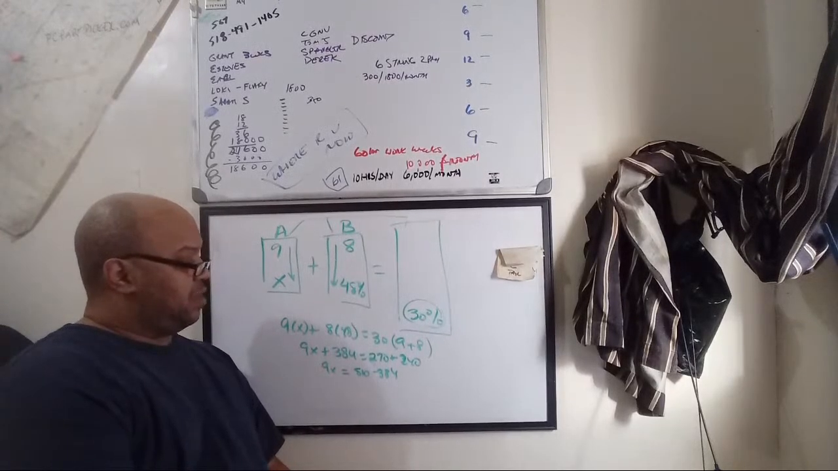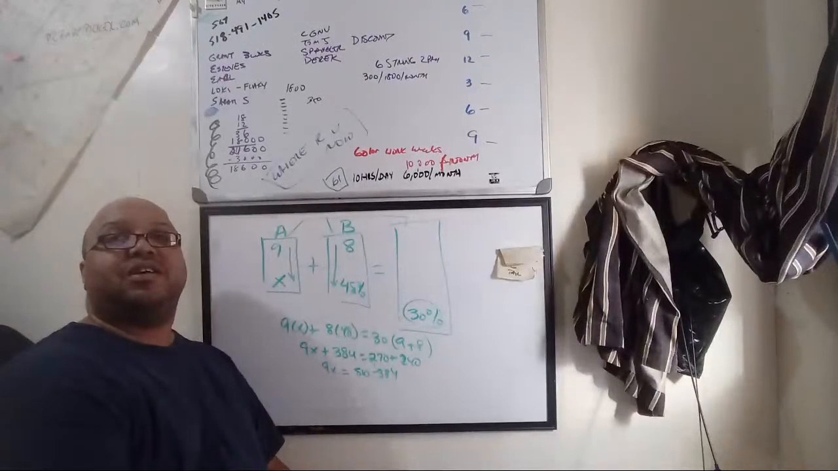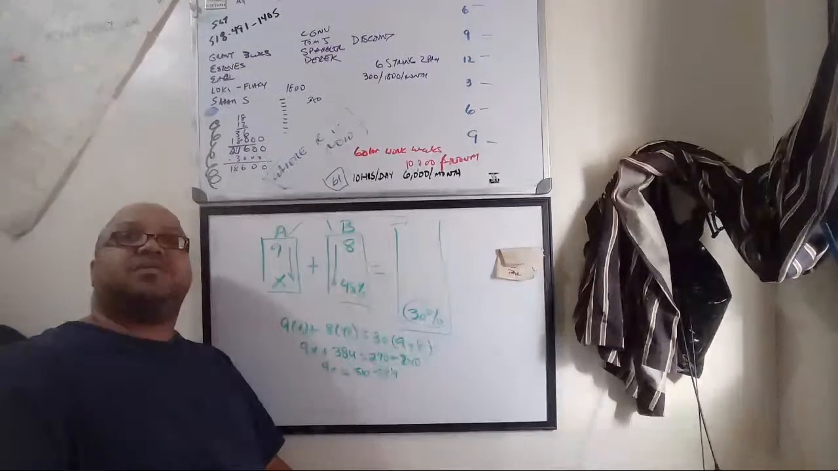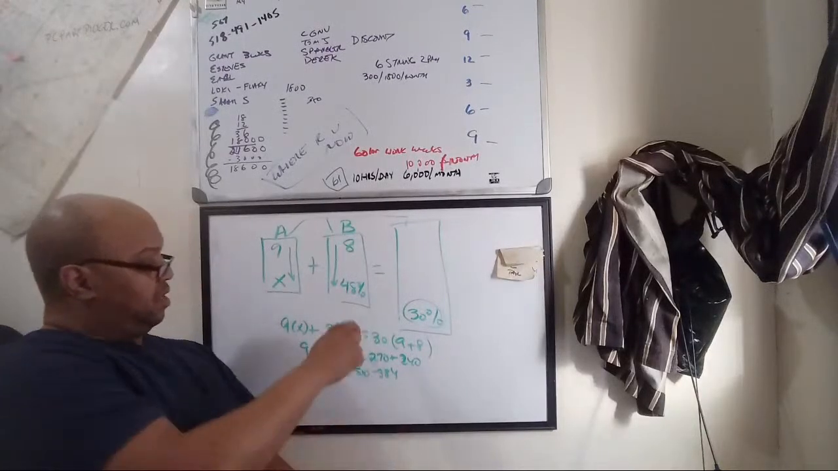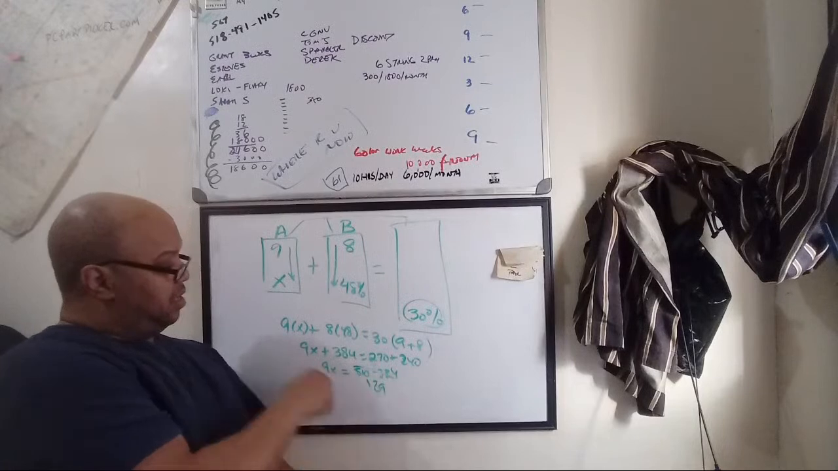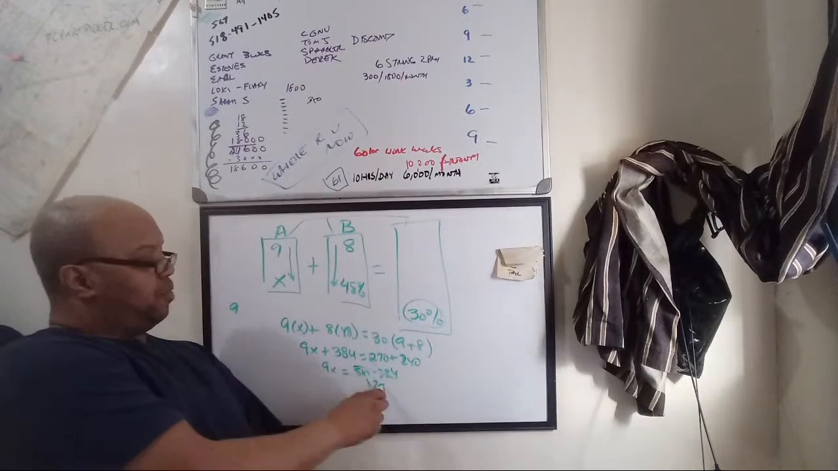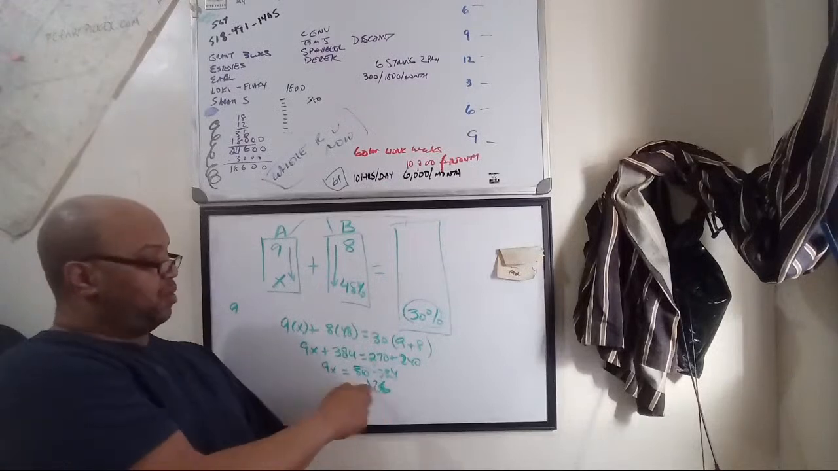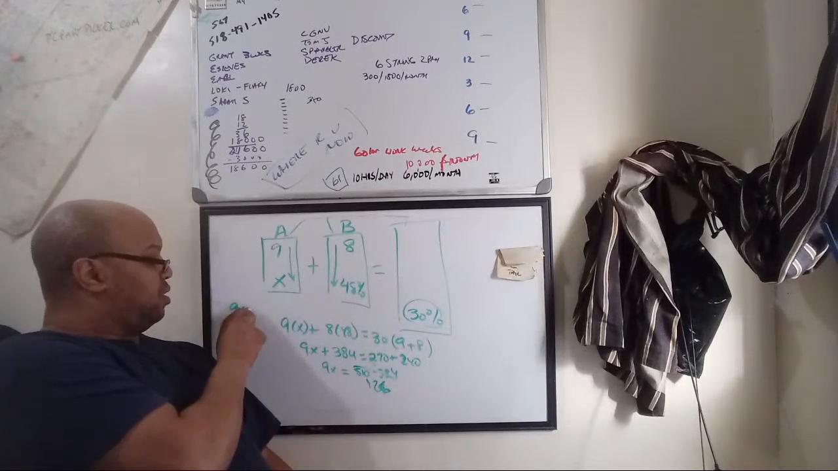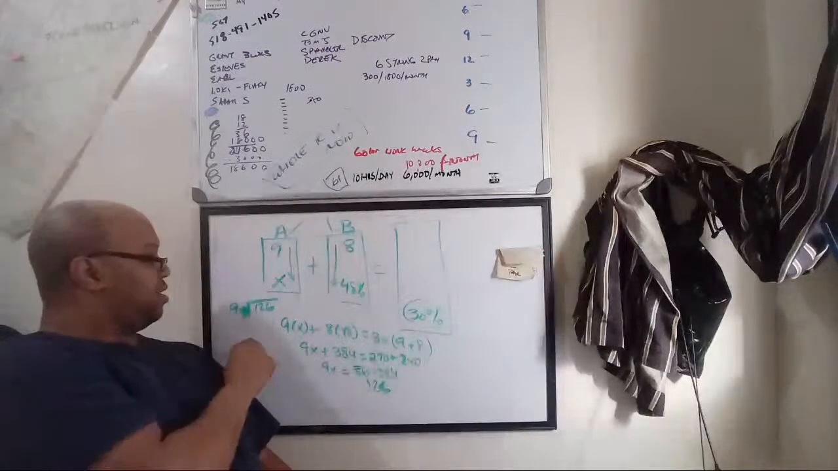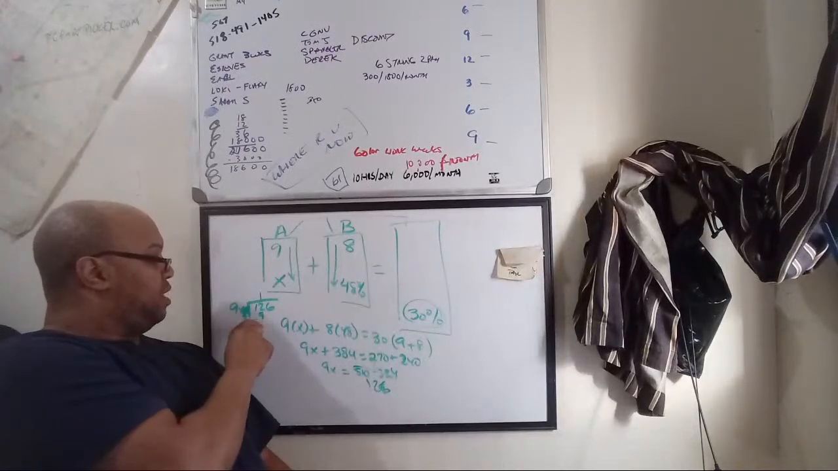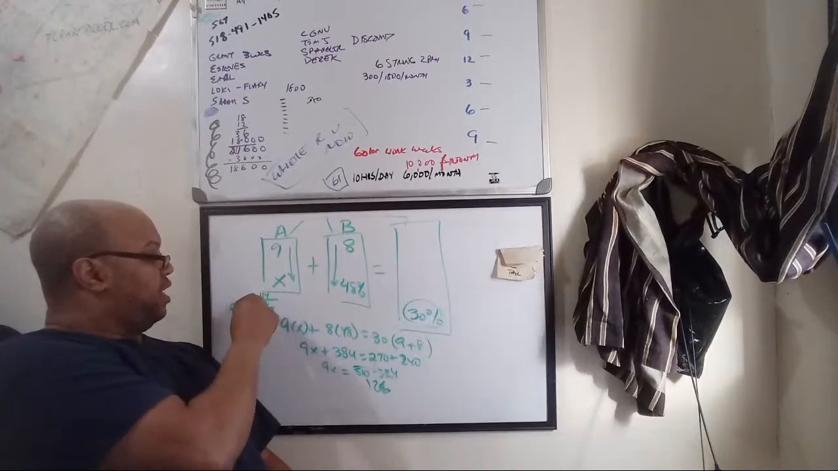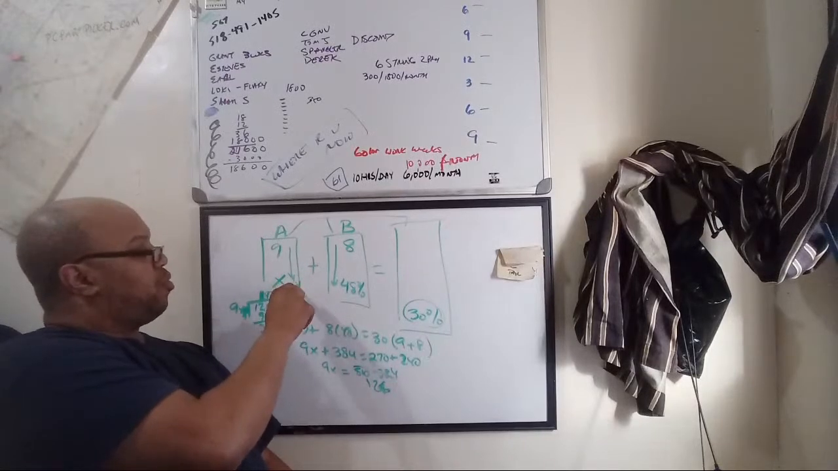So 9x equals 510 minus 384, which is 126. So 9x equals 126. Well, it's not equaling, we're going to divide, and I should have put the x there. So 9 goes into 12 one time. 9, 36, and 14. So brand A is 14% fruit juice.